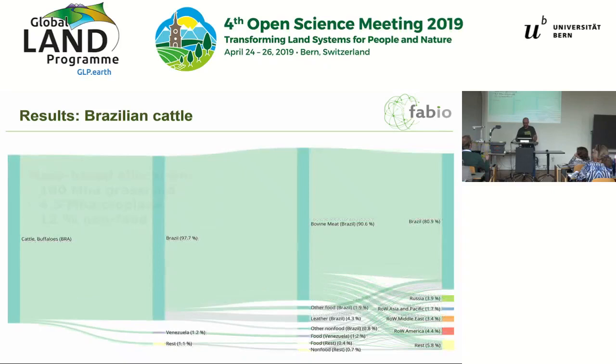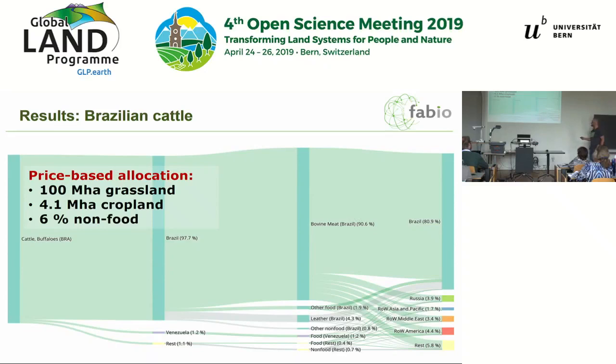Then if we switch to the price-based allocation, we will see that the non-food share reduces to only 6%. So it's only half of the result with the mass-based allocation. And that's because the non-food products have a smaller value. So they receive less of the inputs with price allocation. And then also we see here that this number is smaller, the cropland that is used to feed them, because the soybean cake has also a smaller value than the oil. Okay, but then the structure, of course, does not change, just the non-food part is reduced.